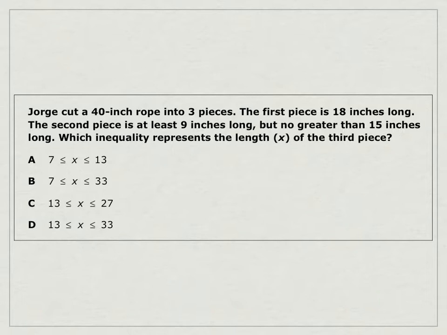The first thing I can do is take the 40-inch rope that he starts with, and subtract how much I know he's going to cut for the first piece of rope. So I'm going to take 40 inches minus 18 inches, because that's how long the first piece is for sure. And I'm going to have 22 inches left for the remaining pieces.